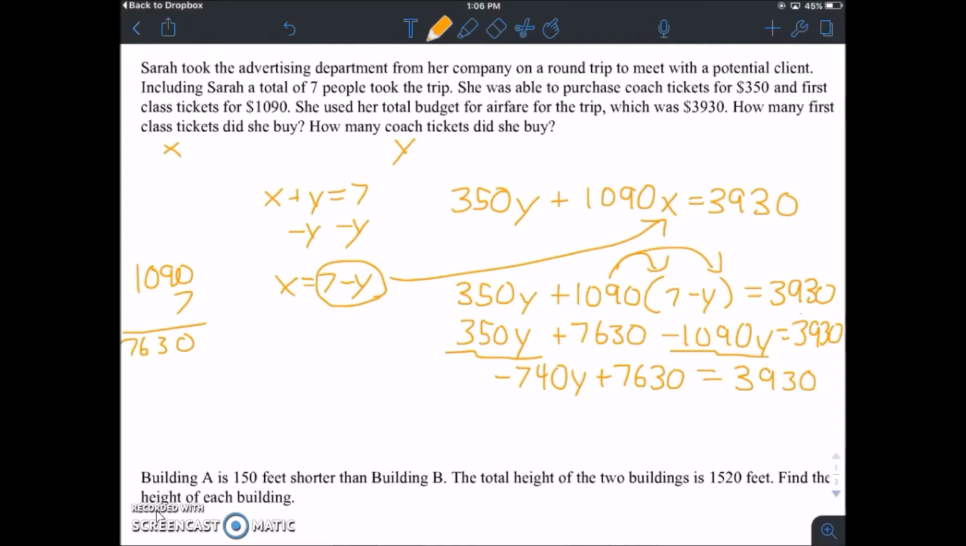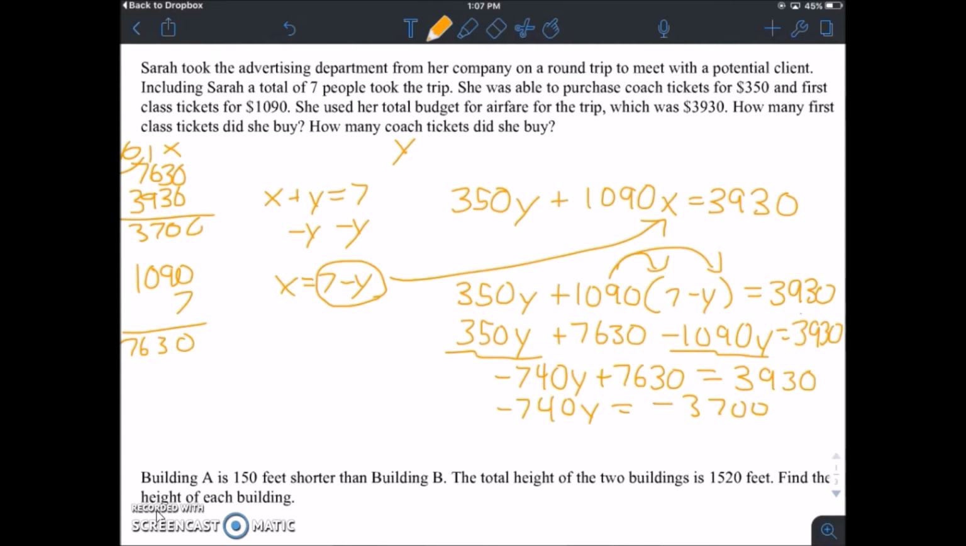And we'll move this 7,630 over. That's going to go on the top, so I need some more room to look at. 7,630 minus 3,930 is going to give me 3,700. So I got negative 740y equals negative 3,700.